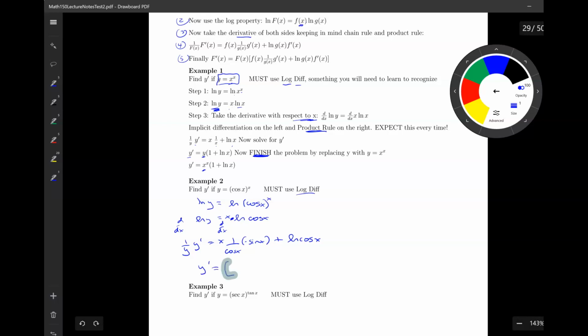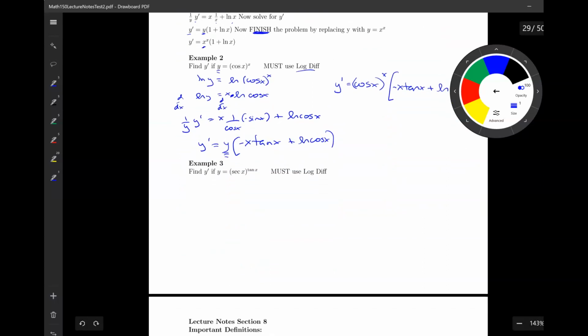So, oops, let me write the y there. So y, and so I'll have, this turns into tangent, so negative x tangent of x plus ln of cosine of x. Then to finish the problem, you should put back what the y was equal to. So cosine of x to the x power, negative x tangent of x plus ln of cosine of x.